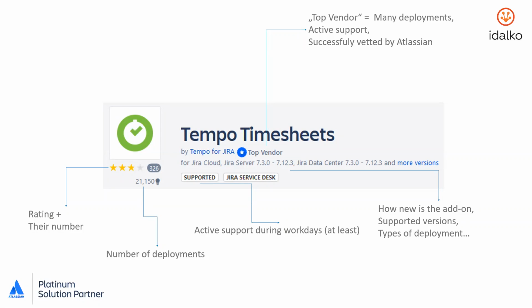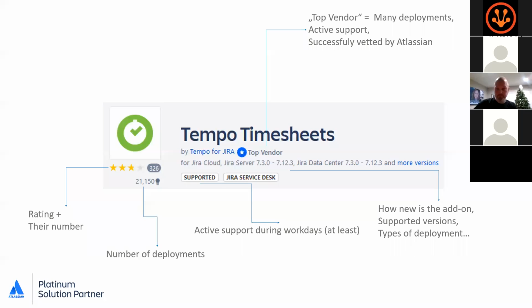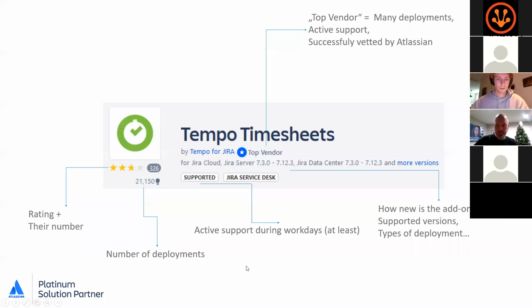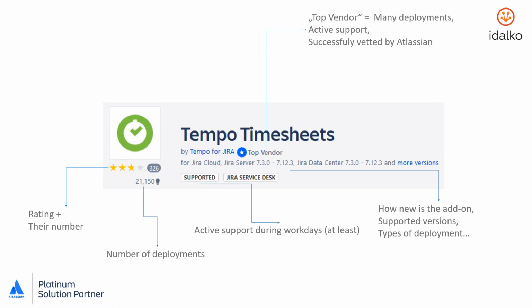There's the number of deployments, which in reality is a little bit higher because I don't think that evaluation and trial versions are counted into the number of deployments. Another important part is the supported tab, which usually happens when the tool has a service desk or an active support during workdays, or maybe in 24/7.